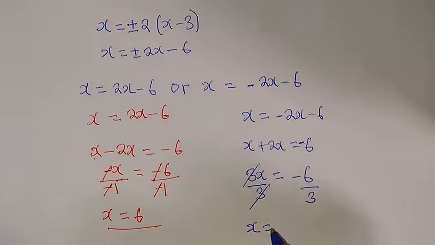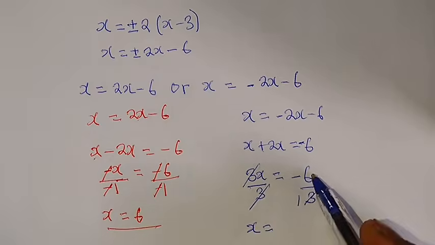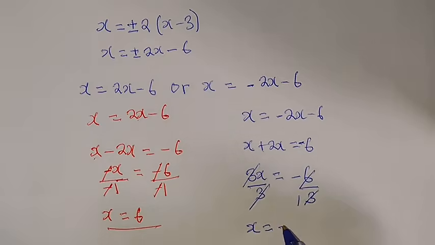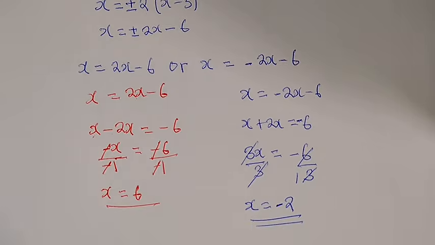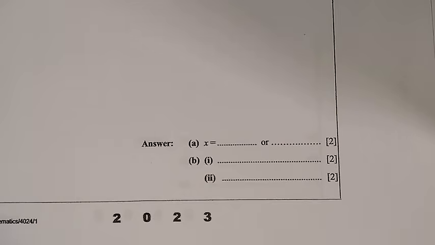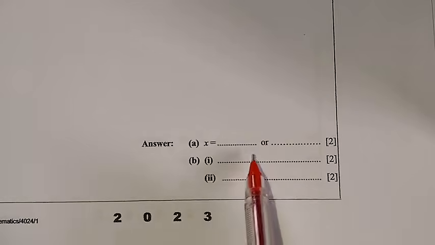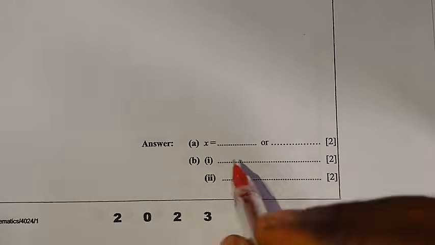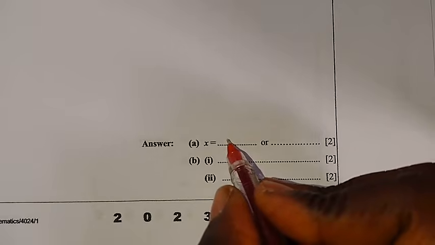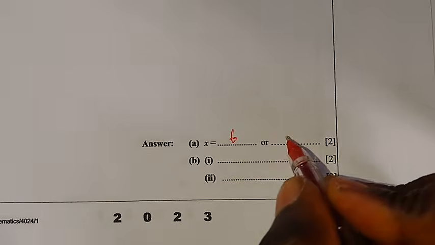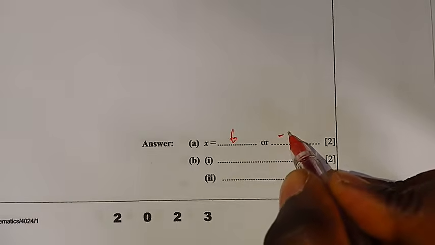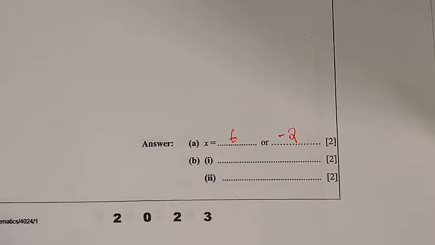We remain with x equal to 3 into negative 6. This will give us a negative what? A negative 2. So these are the values of x. You can even see here on the answer space, they have said x is equal to, so the first value you have said x is equal to 6 or x is equal to negative 2. Okay, so let us now move on to question B.